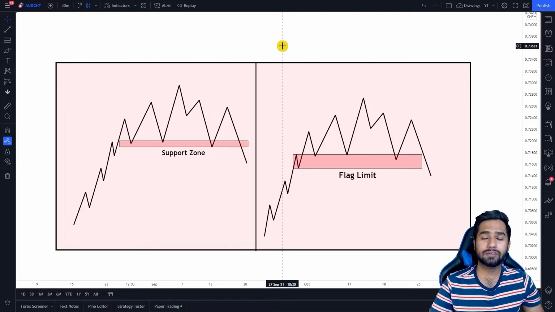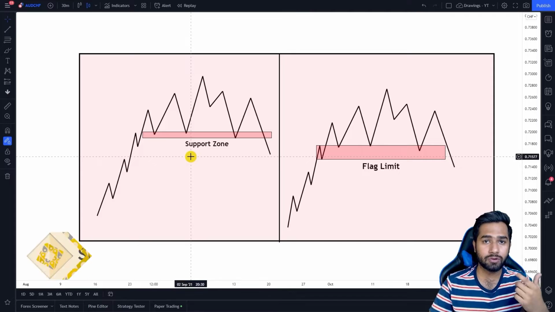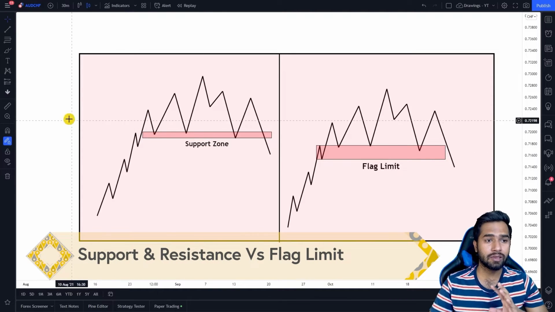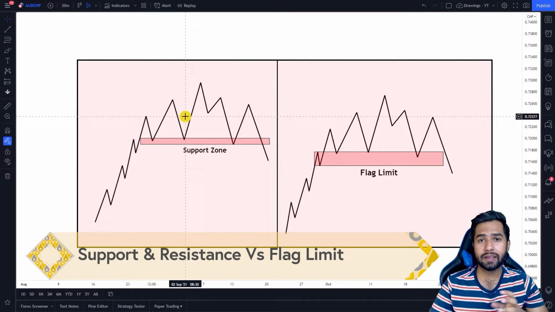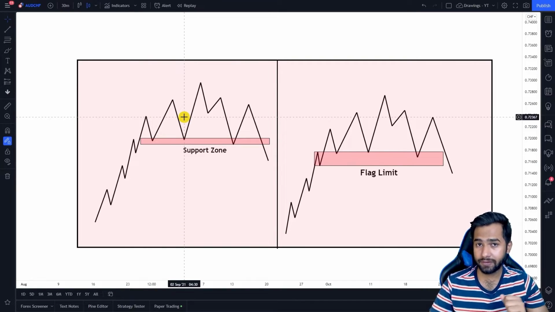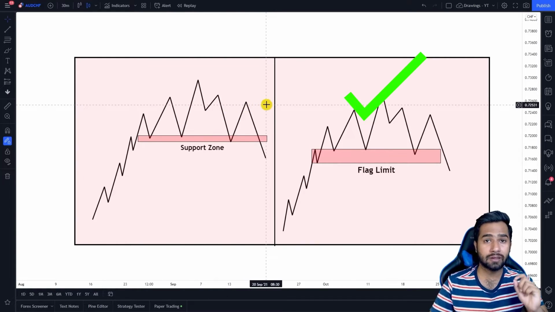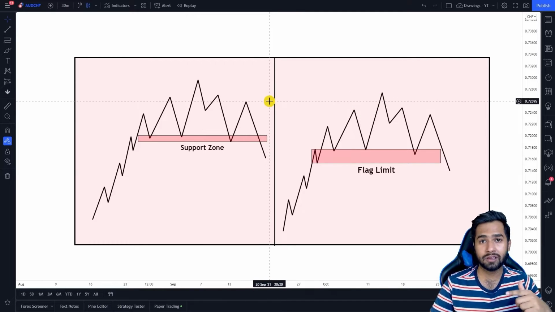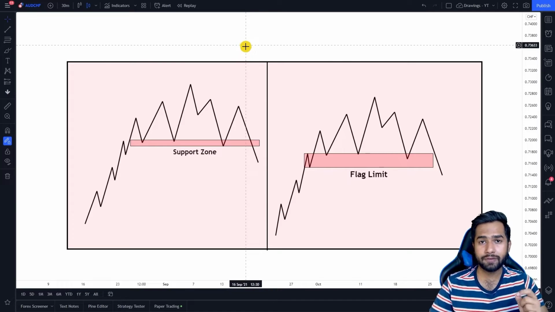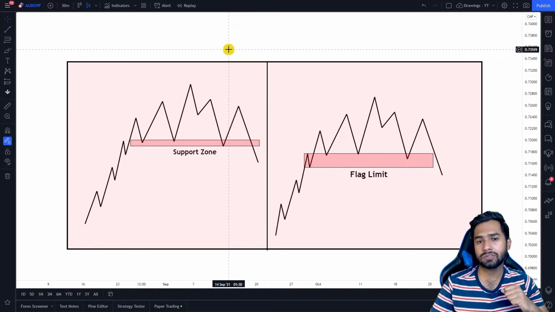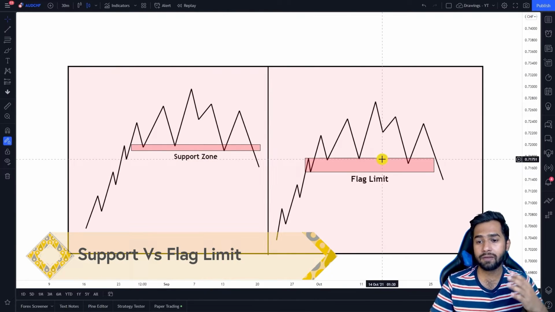Hey guys, welcome back. In this video, we're going to talk about the comparison between the support or resistance zones with flag limit zone. Both zones are important. The flag limit zones have their own significance and the support and resistance zones have their own significances, but sometimes it's better to use flag limit zones where available, and at the same level there's support or resistance zones. We're going to go into the details of why you should prefer using the flag limit zones over support or resistance zones. So first of all, let's talk about the comparison between support zone and a flag limit zone.